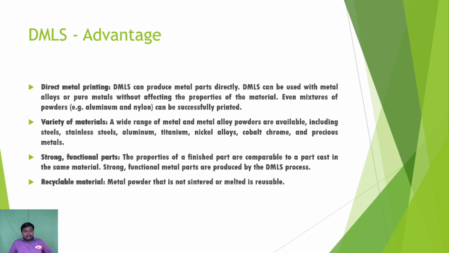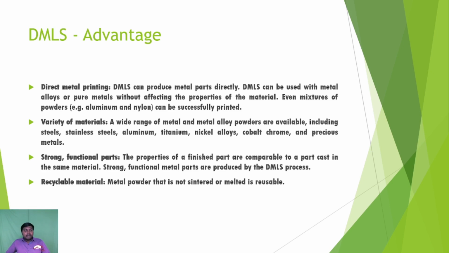Third one is strong functional parts. The finished part is very strong and we can use it directly in any equipment. Its strength is comparable with a cast part. The properties of the finished part are comparable to a part cast in the same material. Strong functional metal parts are produced by the DMLS process.